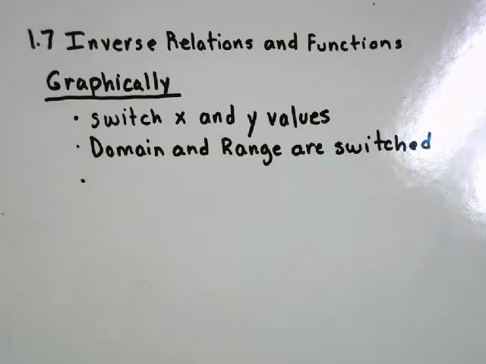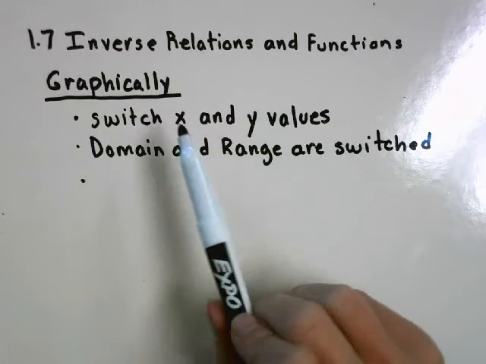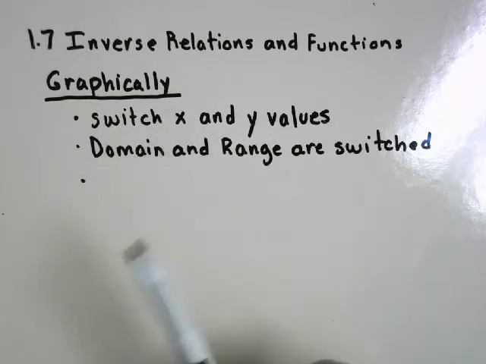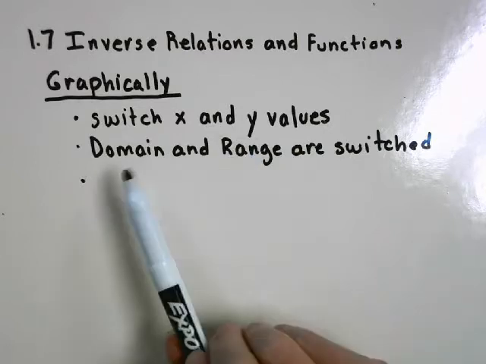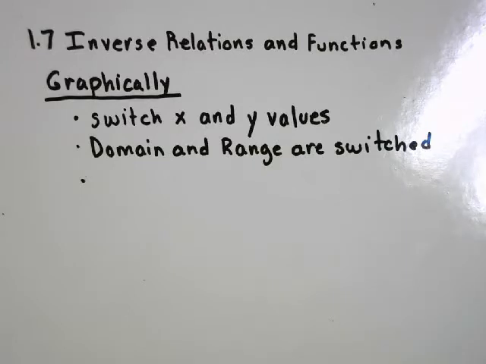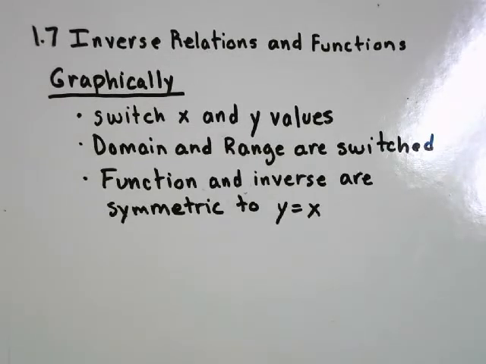So the first two things graphically is a function. If we have a function and we want to graph its relation, we can switch the x and y values and plot the new points. If we switch x and y, that means the domain and range are switched. By switching the x and y values, this last point is true, that a function and its inverse are symmetric to the line y equals x.